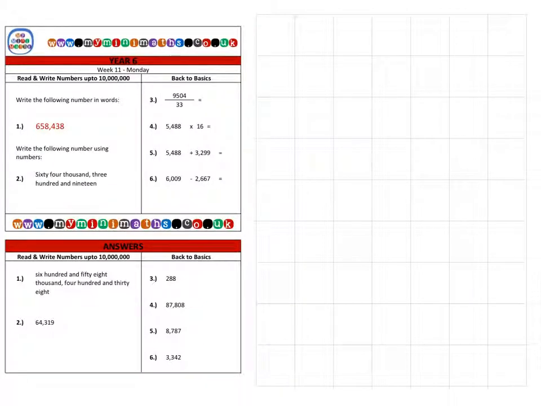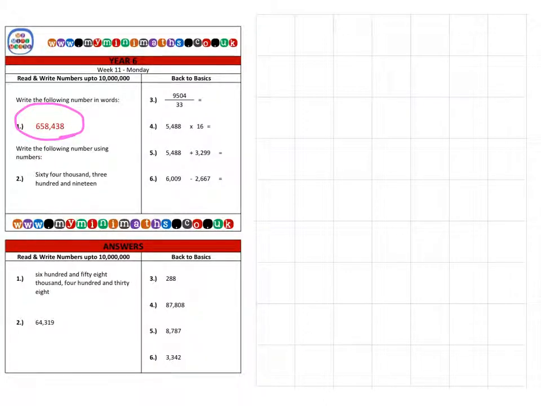And today we're going to be reading and writing numbers up to 10 million. And first of all, we're going to look at question 1. Before we write out the number, the first thing we need to do is write out the column titles and the values of each of those place value columns.